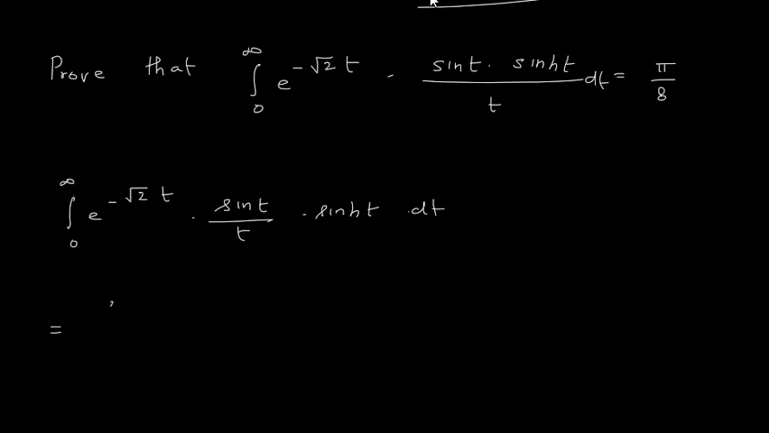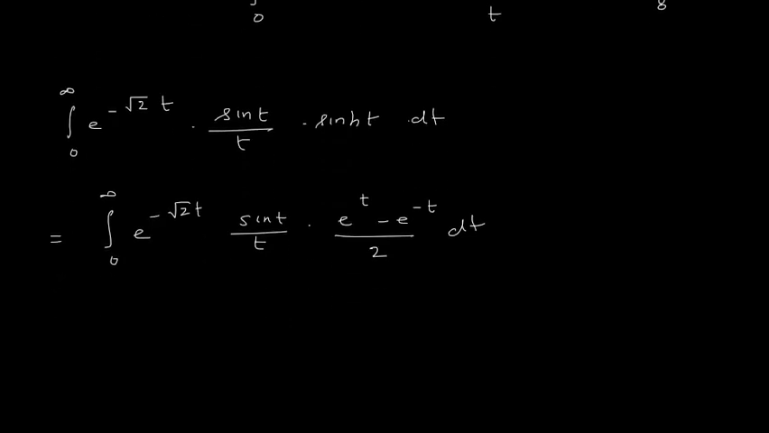So here I will get the integral from 0 to infinity of e raised to minus root 2 t, sin t upon t, with sinh t. Now this sin hyperbolic t can be written as e power t minus e power minus t, whole divided by 2. This is the formula for sin hyperbolic t, e power t minus e power minus t divided by 2, into dt.